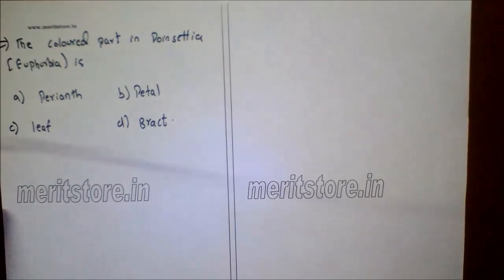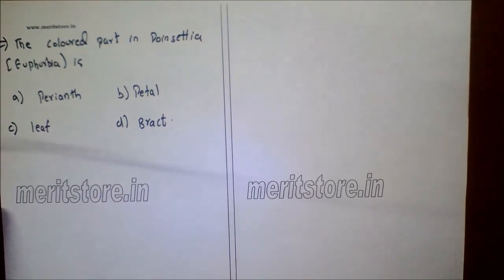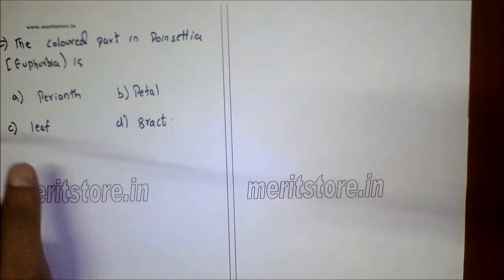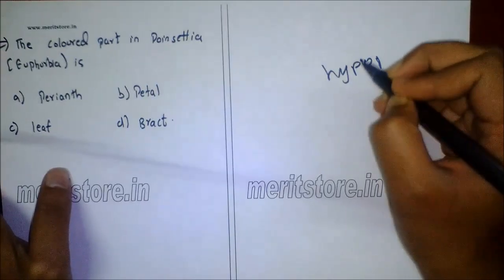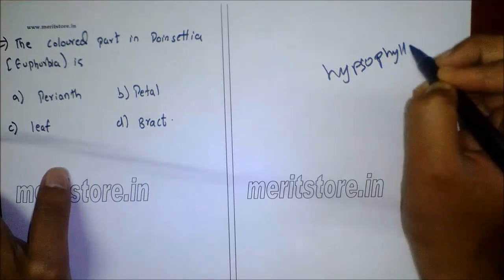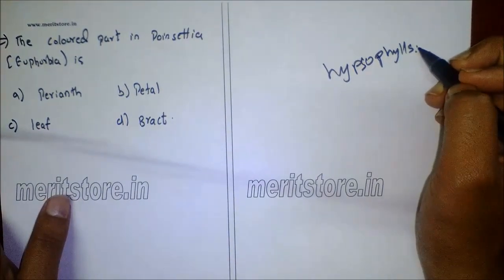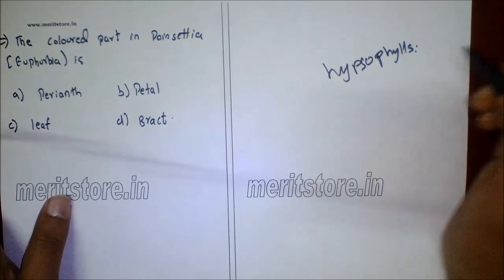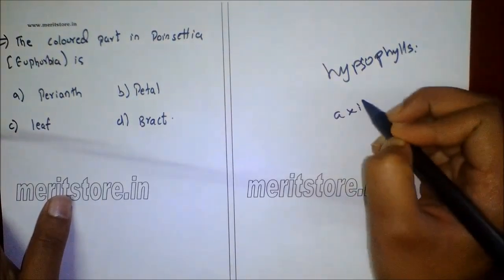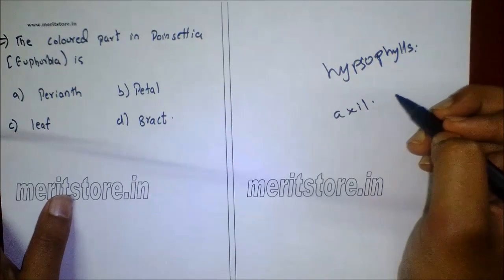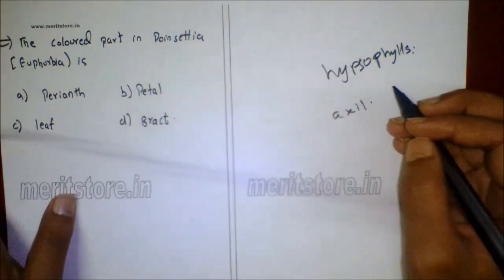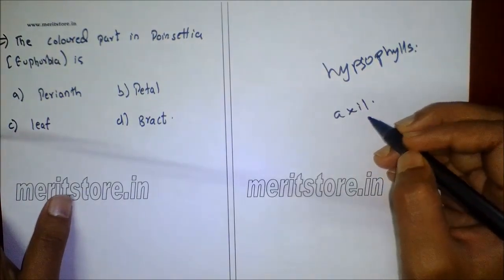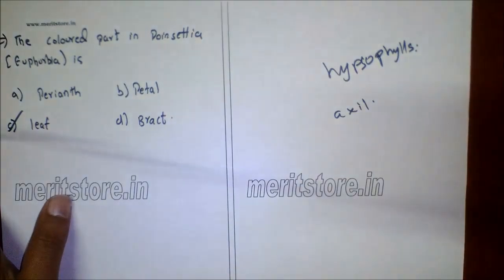The colored part of poinsettia, that is Euphorbia, is: A. perianth, B. petal, C. leaf, D. bract. So the bracts, leaf-like or hypsophylls, are the leaves which contain flowers or inflorescence in their axil. These are usually small and green, but in some plants, such as bougainvillea or Euphorbia, they are colored. So option C is the correct answer.